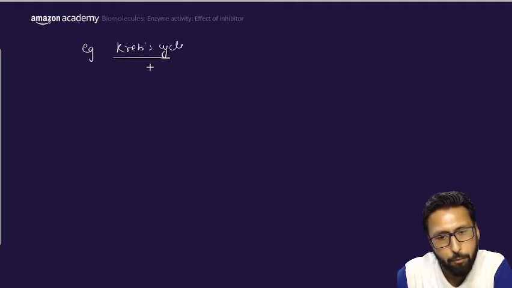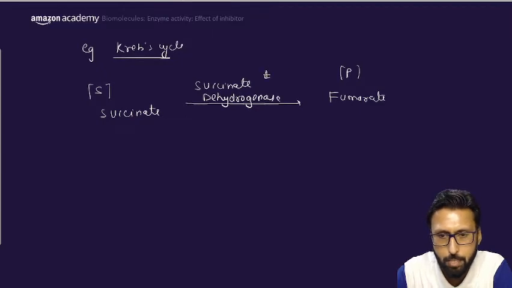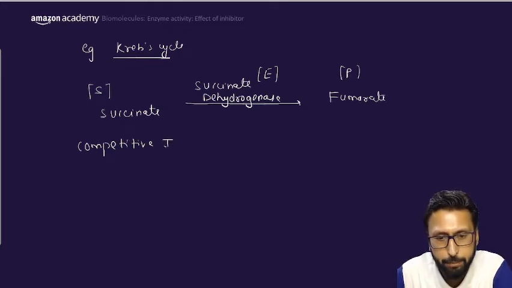We have a substrate, known as succinate, which is converted to fumarate. Fumarate is the product, by an enzyme known as succinate dehydrogenase. This is the normal reaction. This is the enzyme. The substrate combines with the enzyme succinate dehydrogenase and is converted into product. But in case of competitive inhibition, now why is it called competitive inhibition? Because the substrate and our inhibitor are competing for the active site of the enzyme.